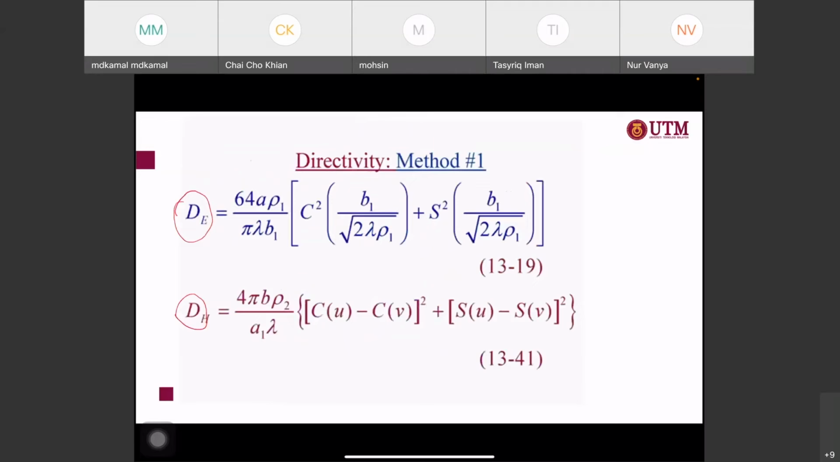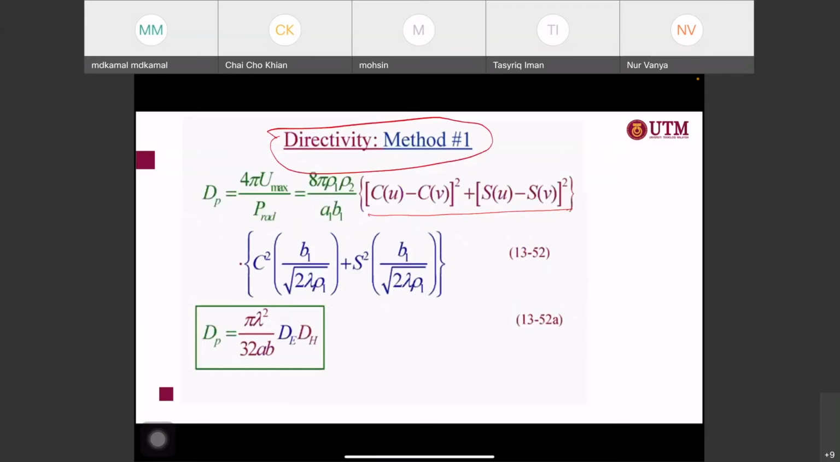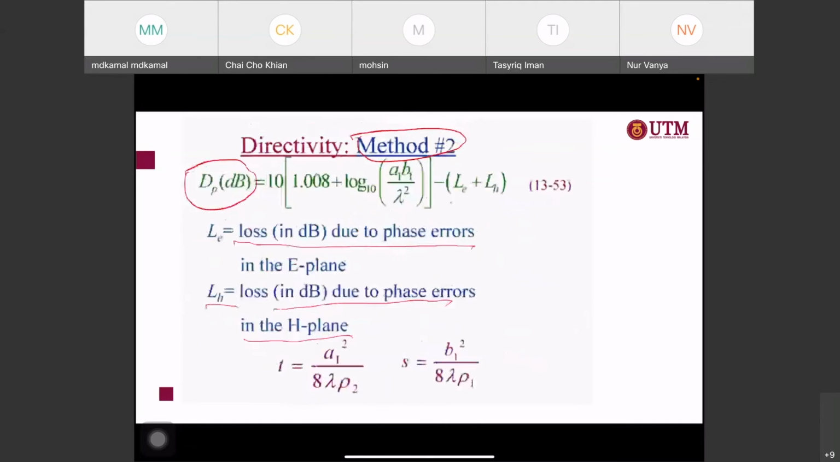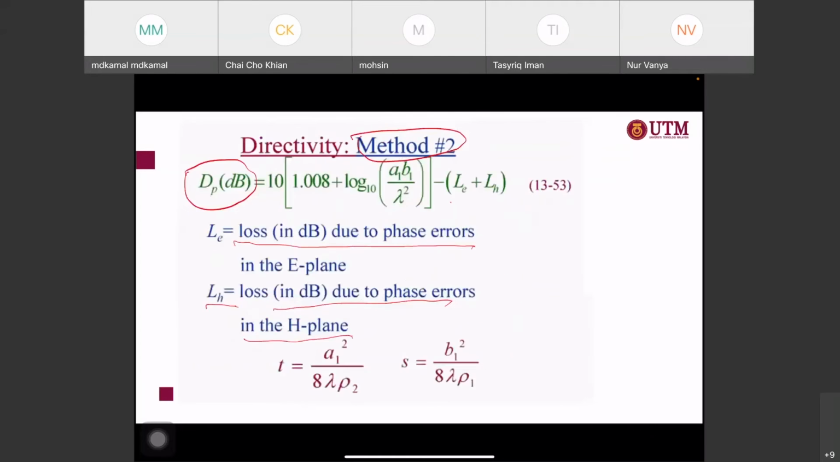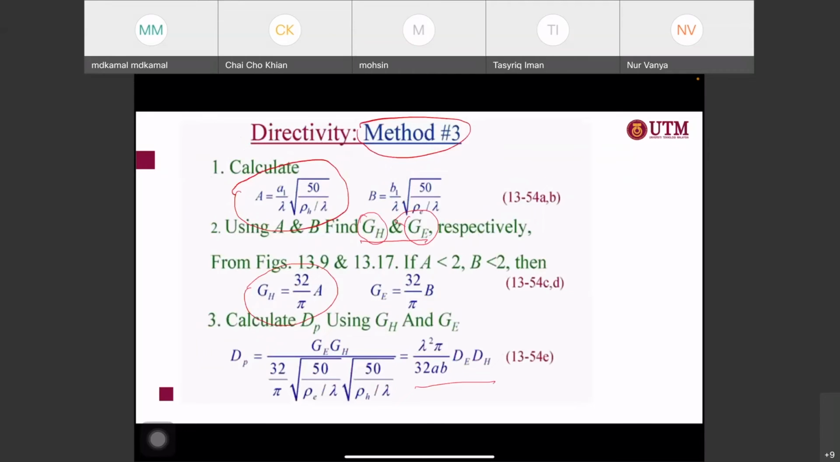Compared to this one, you have to find DE based on this particular equation, but the equation is almost the same. You need to find all these values, C, U, V, because for this one you need to refer to the Balanis book to get all these values. So I think the easiest way is method 3, no problem. First find A, then B, then from there GH and GE, and put them into this equation, so the directivity DP is GE, GH over this particular equation.